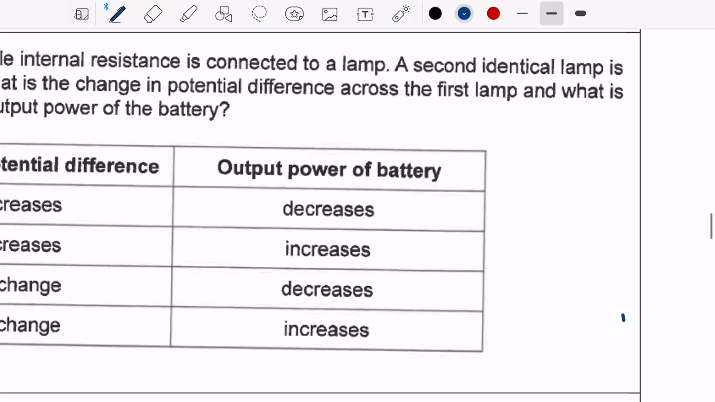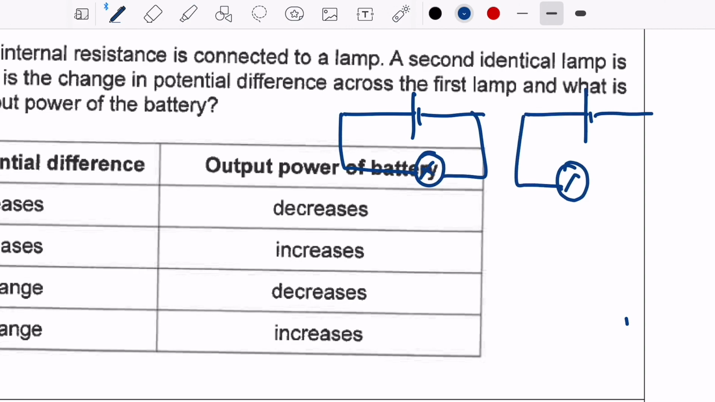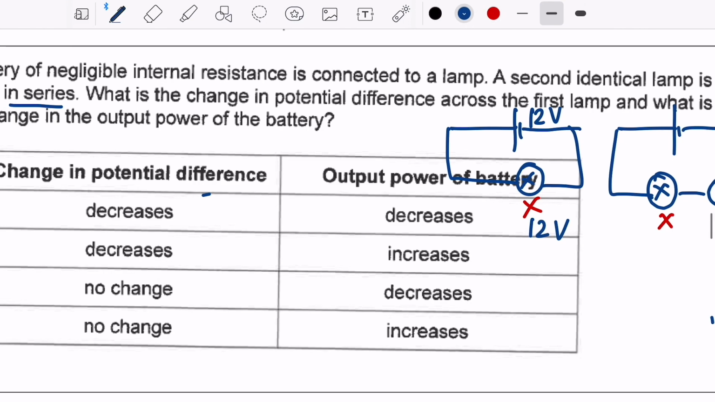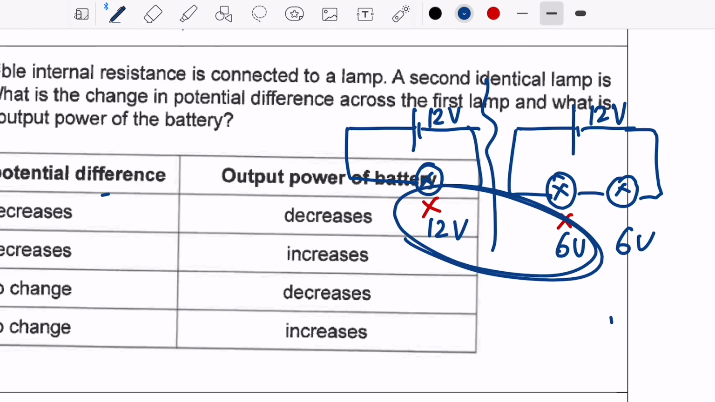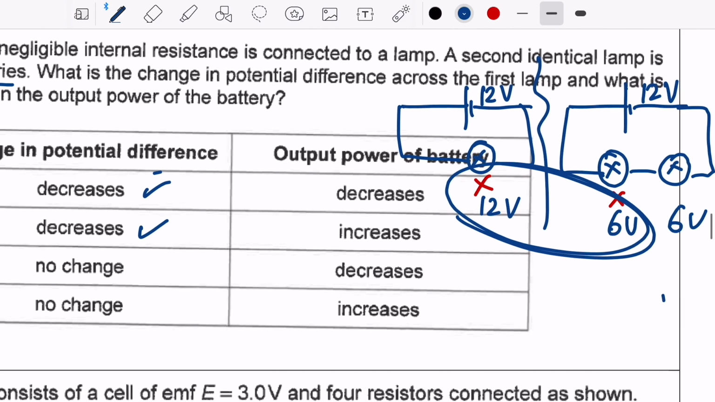It's better if you draw two circuit diagrams for this situation. You have a lamp, then in second situation you have 2 identical lamps connected in series. Now they ask about the potential difference across the first lamp. Let's say this is lamp X. What's the potential difference? Let's put numbers. 12 volt. Of course 12 volt comes here, no internal resistance. This 12 volt in second situation it breaks into 6 volt. So potential difference obviously has decreased, right? So potential difference has to be decreasing compared to first situation.